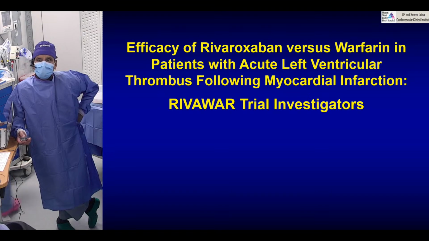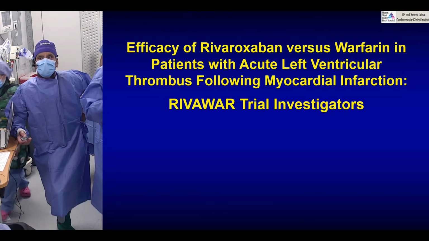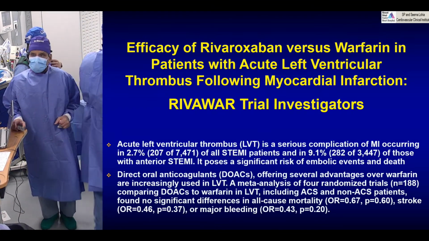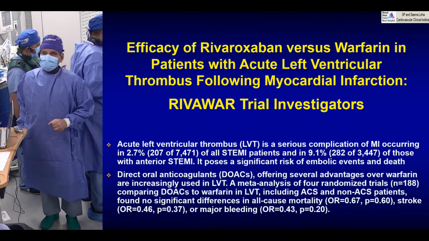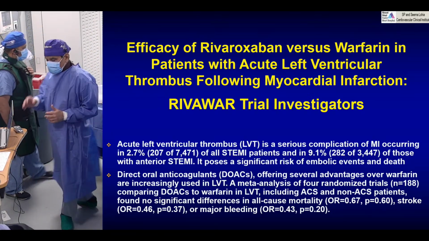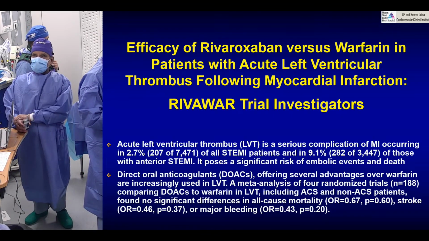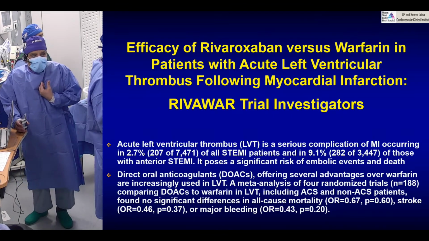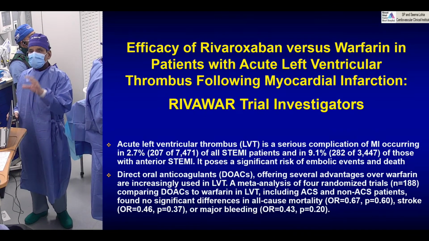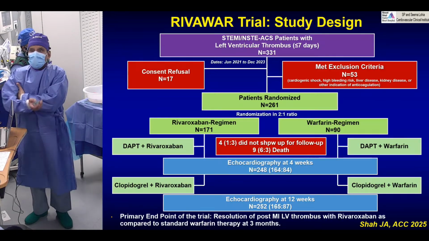Second was the Renover trial. That is rivaroxaban versus warfarin in patients with left ventricular thrombus following MI. We know the left ventricular thrombus is a problem, happening in about 2.7% of MIs, and in the anterior wall almost 10%. Over the years it has been shown that warfarin is a treatment for left ventricular thrombus, and that's what I was taught. There are some small reports about DOACs being used, but there was no big randomized trial of safety.